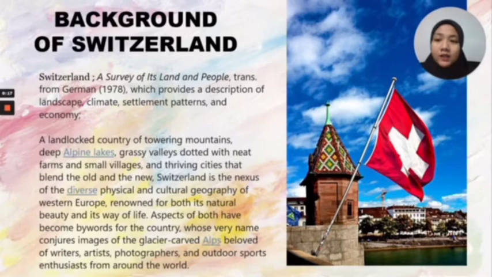Background of New Zealand. New Zealand, a survey of its land and people, provides a description of landscape, climate, settlement pattern, and economy. A country of towering mountains, deep alpine lakes, grassy valleys dotted with neat farms and small villages, and thriving cities that blend the old and the new.